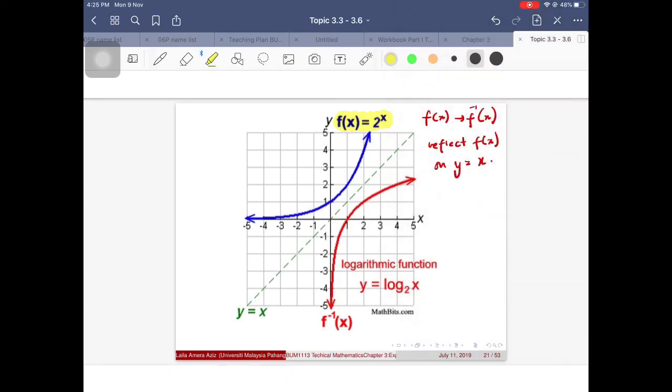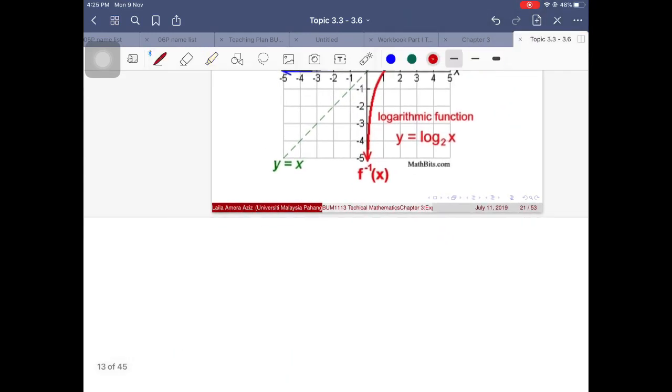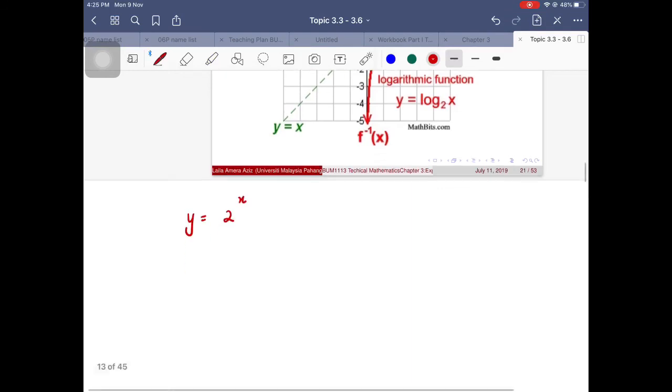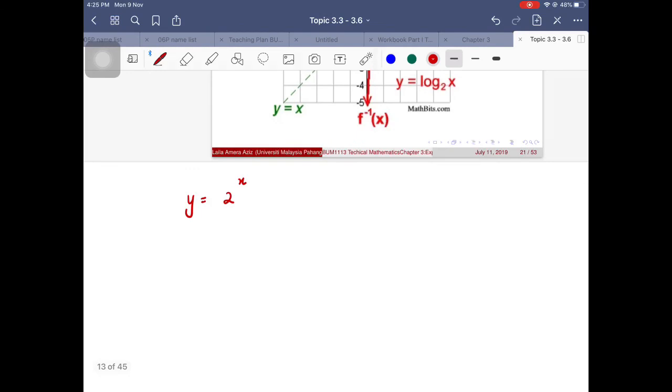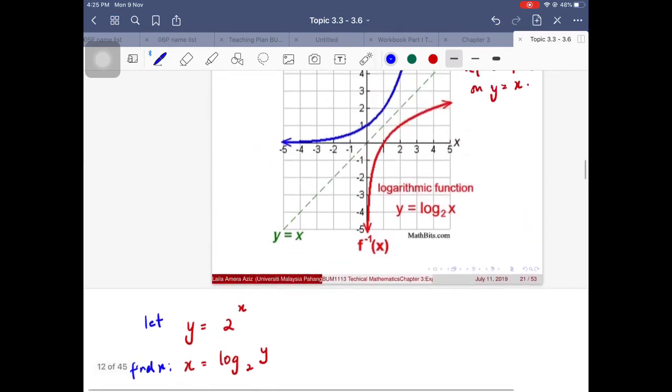So let me show you what happened when we find the inverse. Remember, how do we find the inverse in chapter 2? If I have y equal 2 to the power of x, then I'm going to have x equal to log of y to the base of 2. So my f inverse of x is going to equal log of x to the base of 2. Remember, this is how we find the inverse. First we let y, then we find x in step number 2, and then we change it in terms of f inverse of x. So this is what happened over here.